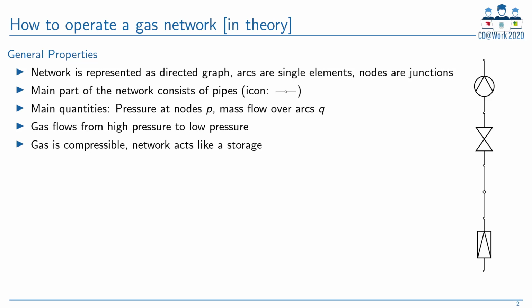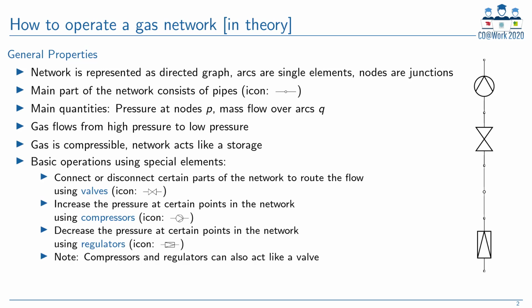Another important quantity is that gas is compressible, so when you have a pipeline and some gas enters the pipe on the one side but does not leave on the other side, this is totally feasible, and just the amount of gas in the pipe increases and thereby also the pressure in the pipeline. Therefore, you can think of the network as being a big storage by itself.